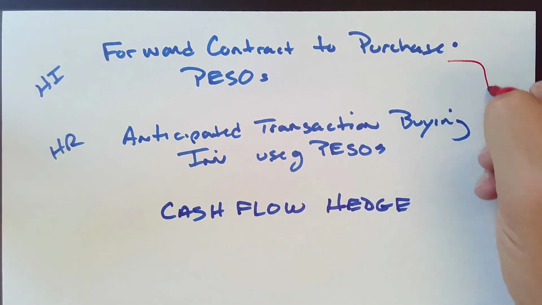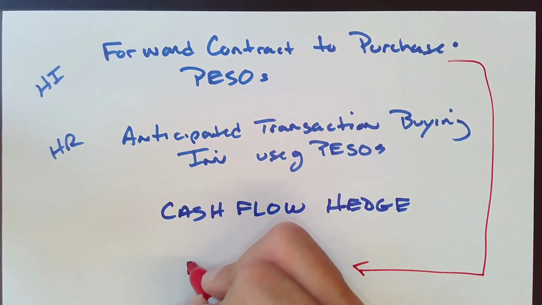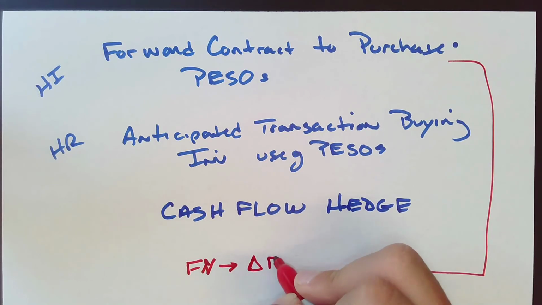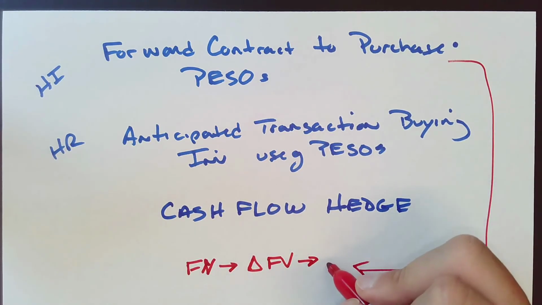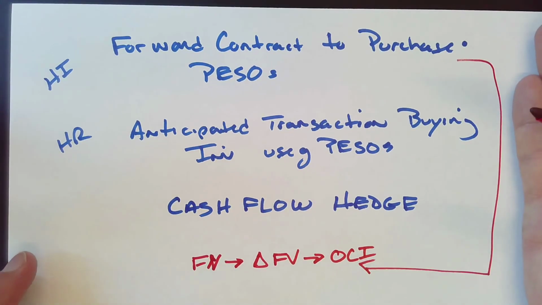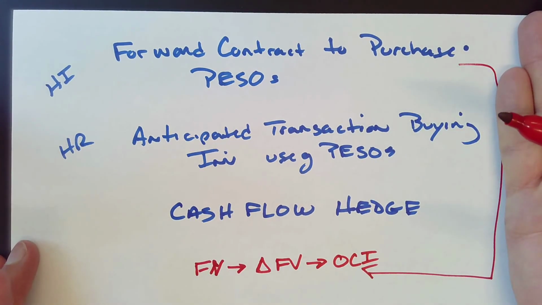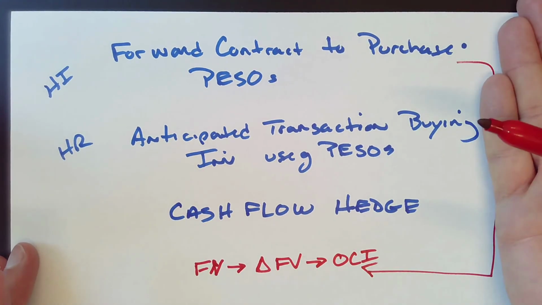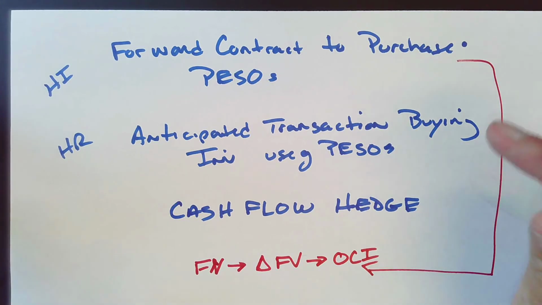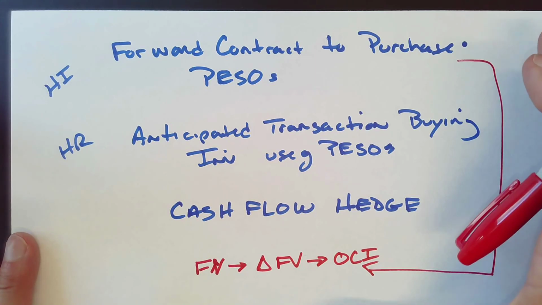The fair value and the changes in fair value go to OCI. So you can see why this makes sense to go and get hedge accounting for a cash flow hedge. Fair value hedge, I'm not sure what you get out of that. But for a cash flow hedge, this makes a lot of sense.